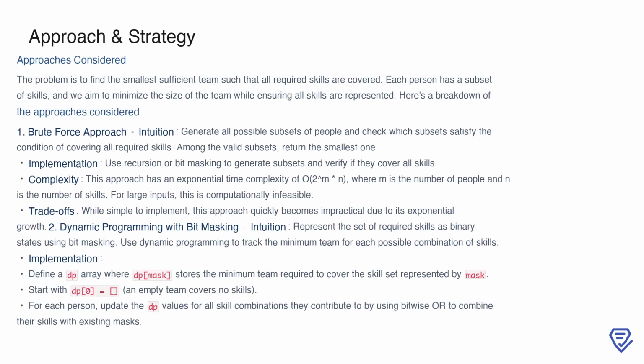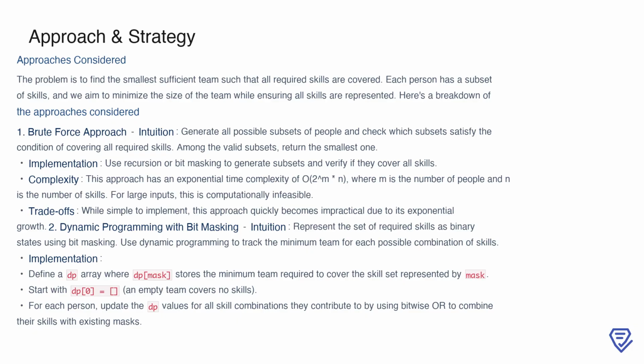To solve the problem of finding the smallest sufficient team, we explored several approaches. First, there's the brute force method. The intuition here is straightforward: generate all possible subsets of people and check which ones cover all the required skills. Among these, the smallest valid subset is our solution. While this approach is simple and intuitive, it's computationally expensive because the number of subsets grows exponentially with the number of people, giving it a time complexity of 2 to the power of m times n, where m is the number of people and n is the number of skills. This makes the brute force method impractical for large inputs.